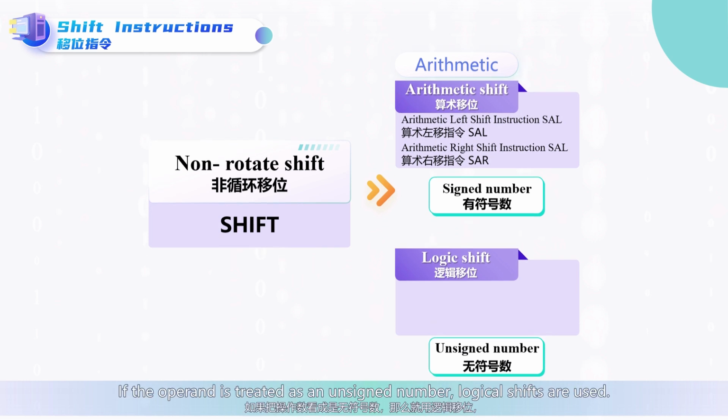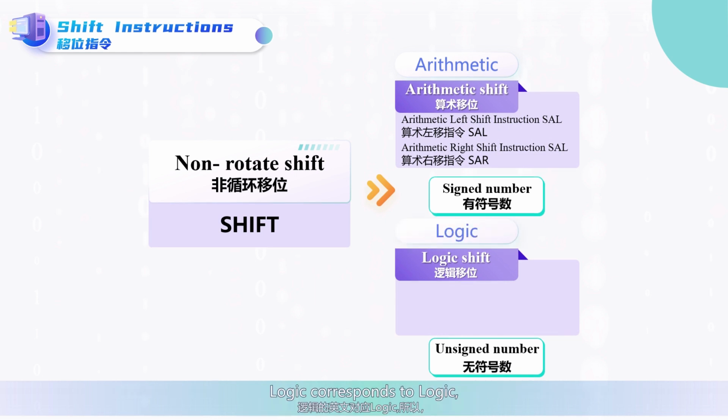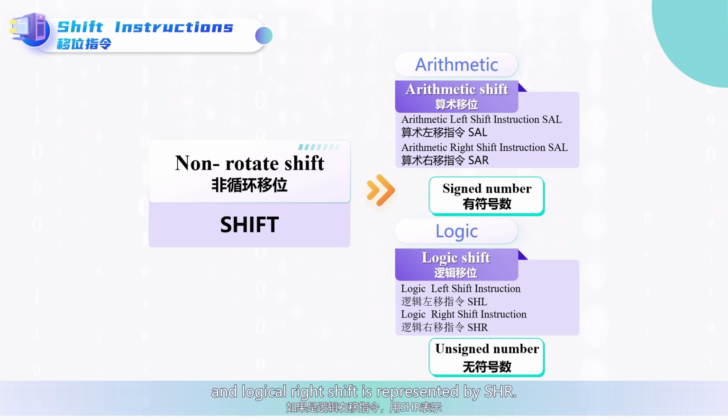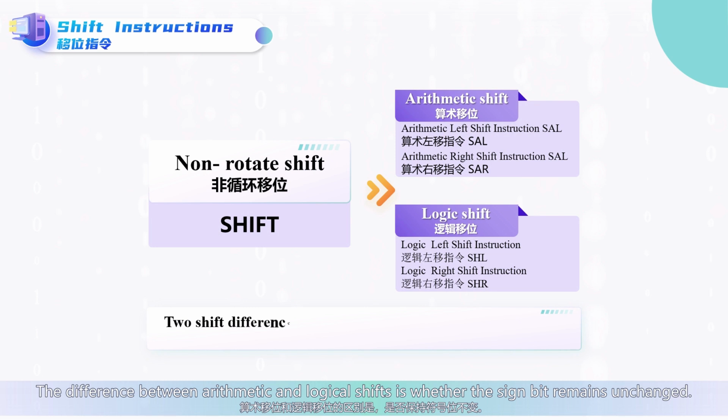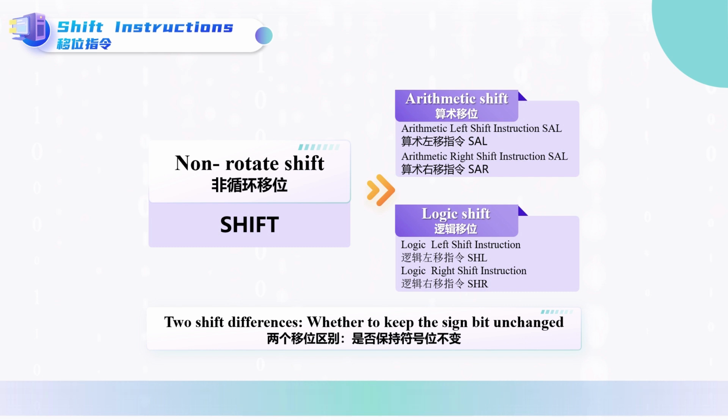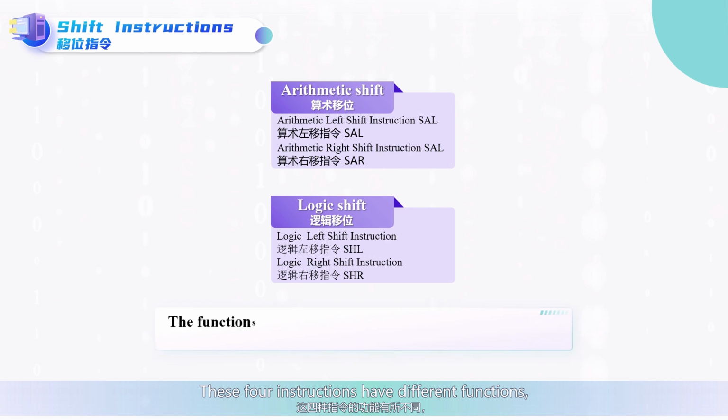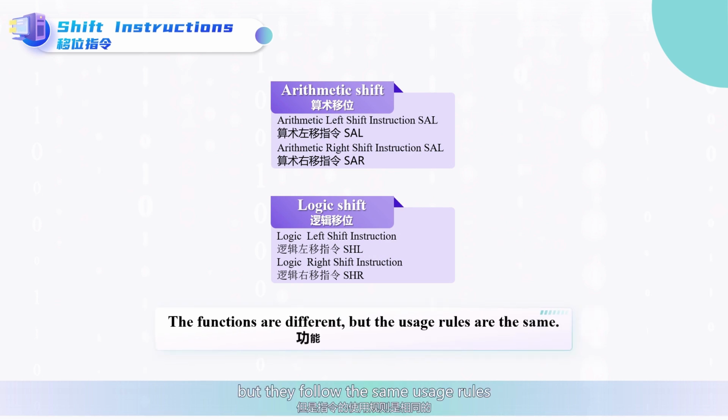If the operand is treated as an unsigned number, logical shifts are used. Logic corresponds to logic, so logical left shift is represented by SHL, and logical right shift is represented by SHR. The difference between arithmetic and logical shifts is whether the sign bit remains unchanged. We will explain in detail later. These four instructions have different functions, but they follow the same usage rules. We will use SAL as an example to explain.